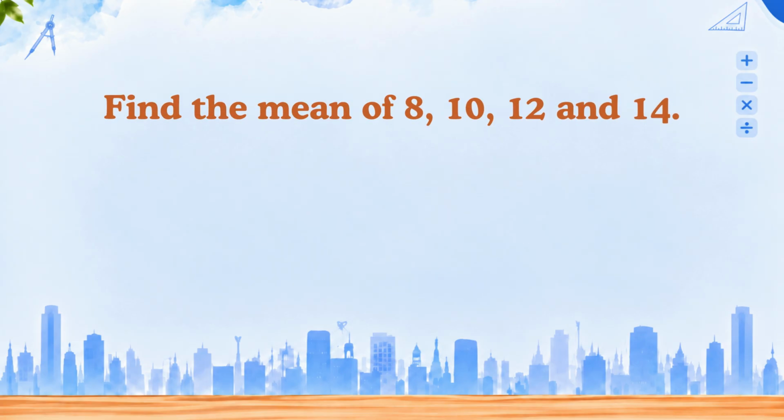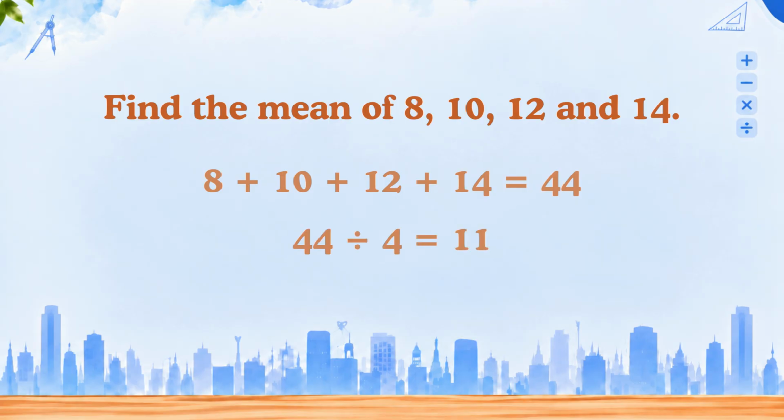Find the mean of 8, 10, 12, and 14. So for this one, we have to, as always, add it together. 8 plus 10 plus 12 plus 14, which is 44. 44 divided by 4, which is the number of values, equals 11.